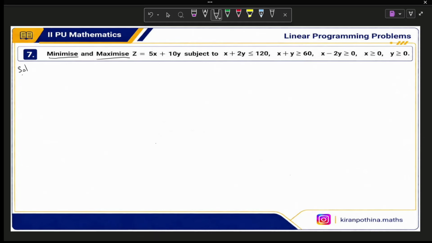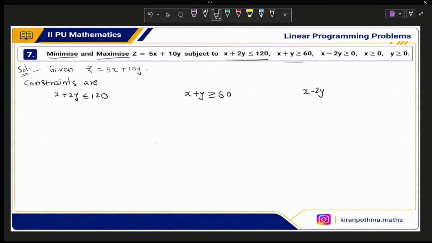Now, when we come to the solution, first we write the given objective function, that is z equal to 5x plus 10y. Now what are the constraints given? I will write the constraints here also. Majorly three constraints are given. One is x plus 2y less than or equal to 120. Next, x plus y greater than or equal to 60, and then x minus 2y greater than or equal to 0.